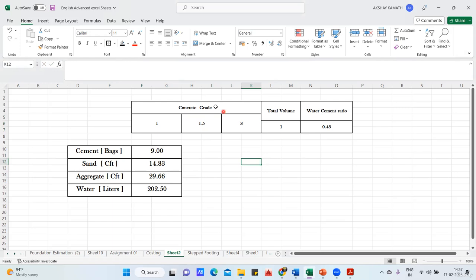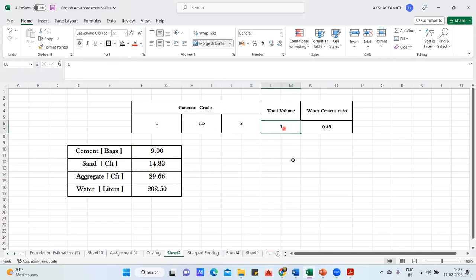So this is for if I want to prepare an M20 grade of concrete of 1:1.5:3 ratio, then I require 9 bags of cement, 14.83 CFT of sand, aggregate is 29.66, water is 202 liters. Now the big magic is the total volume is 1. So this answer you need to remember at any cost.